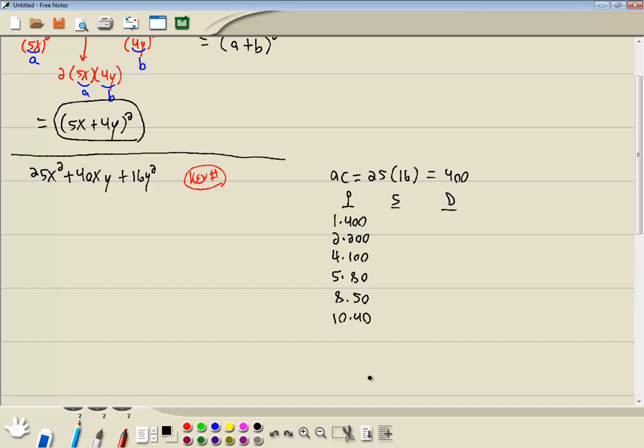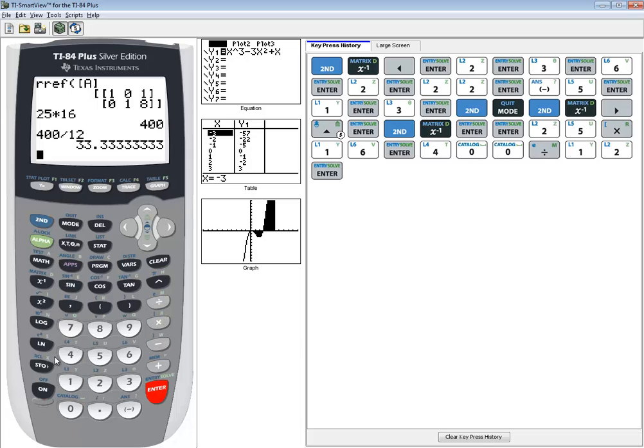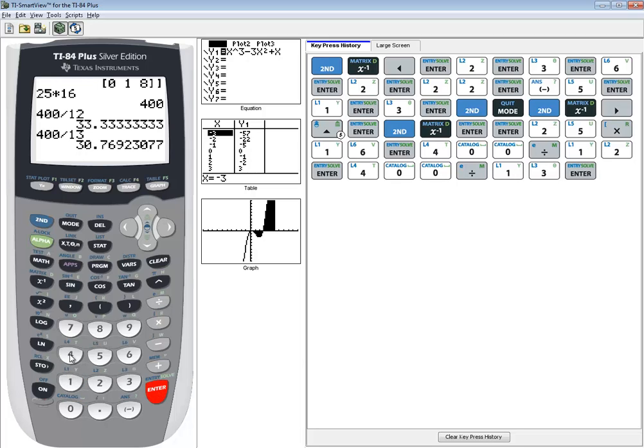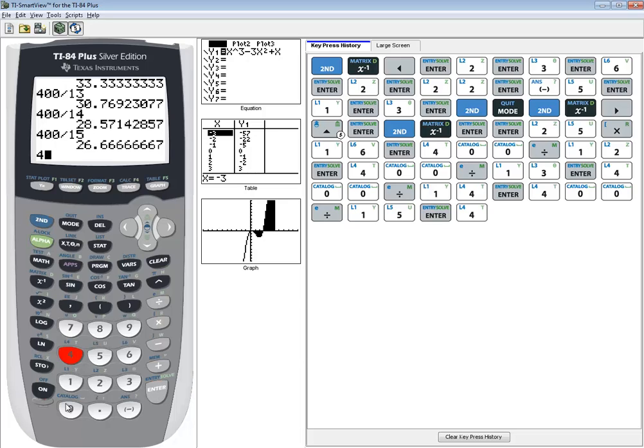12, once you get to a certain point, you could use a calculator. So if I do 400, I don't have to think so hard this morning. 400 divided by 12, we get decimals, doesn't divide evenly. 400 divided by 13, I'm pretty sure that doesn't go into it, but just to show it. 400 divided by 14. Still nothing. 400 divided by 15. Nope. 400 divided by 16.